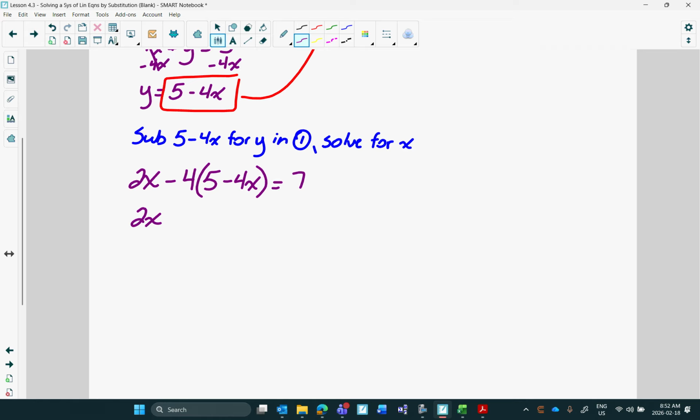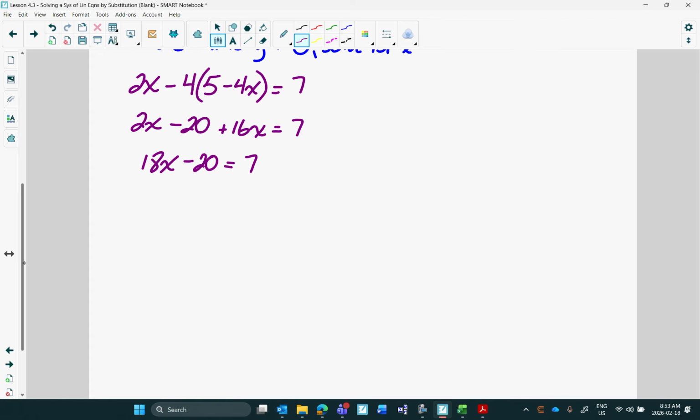Multiply everything by negative 4. Yeah. -1. Yeah. Yes. Combine the terms. Yeah. Just 18x. Whoops. So I've got a minus 20 on that side, equals 7. Next, add 20 to both sides. And I get 18x is equal to 27.